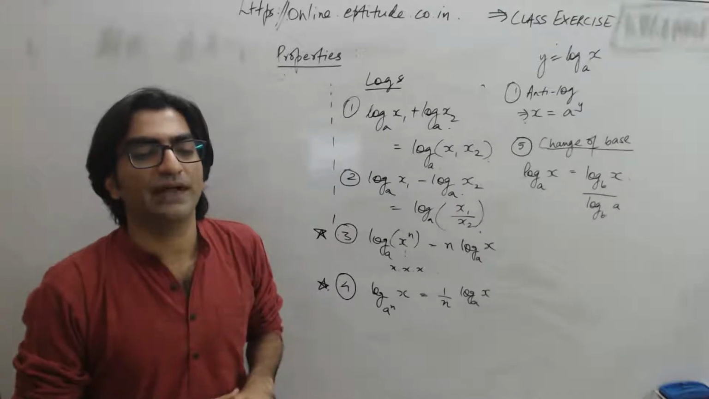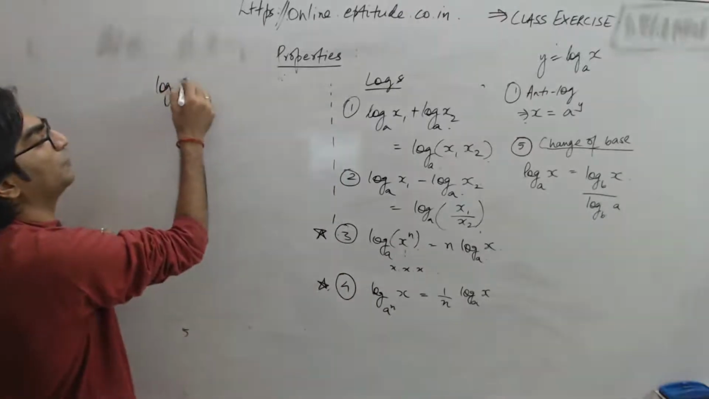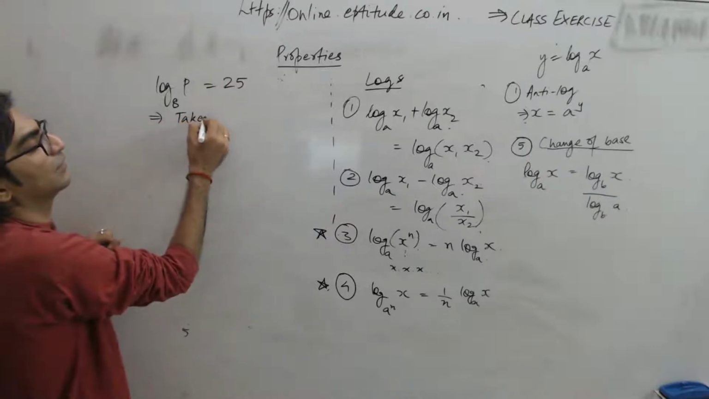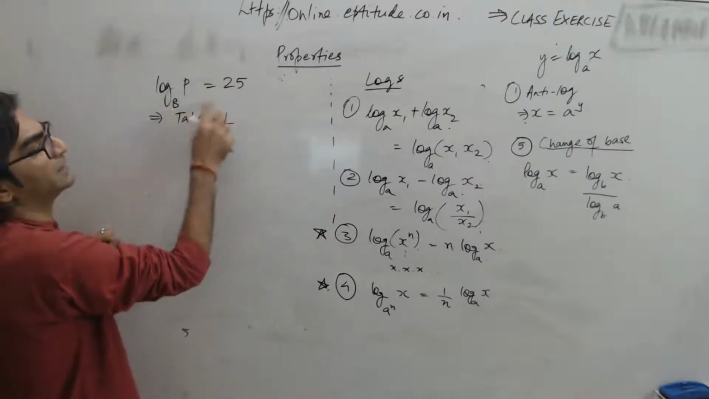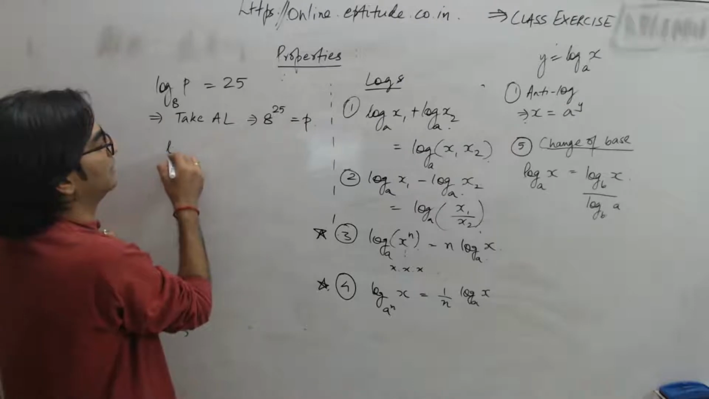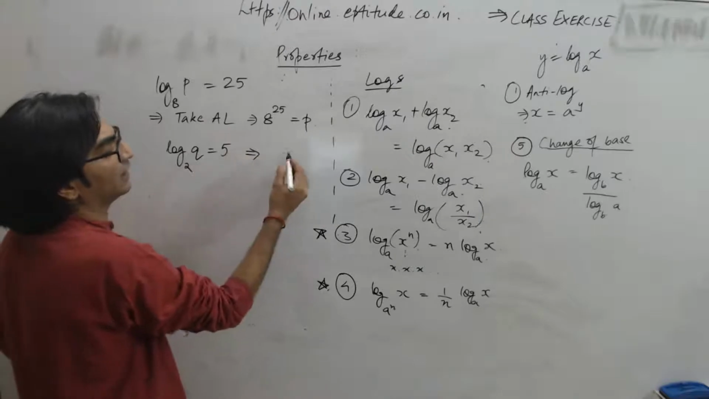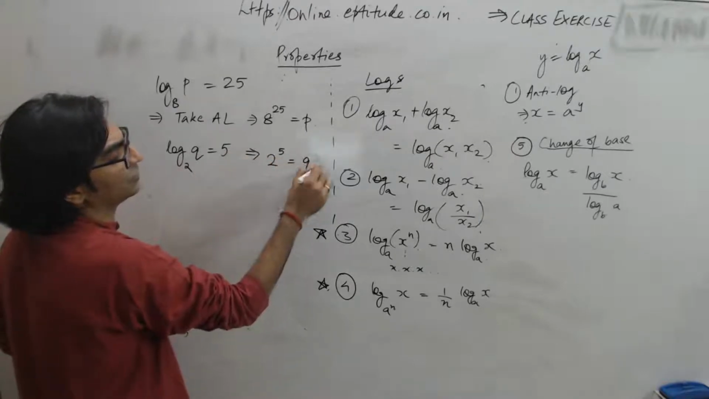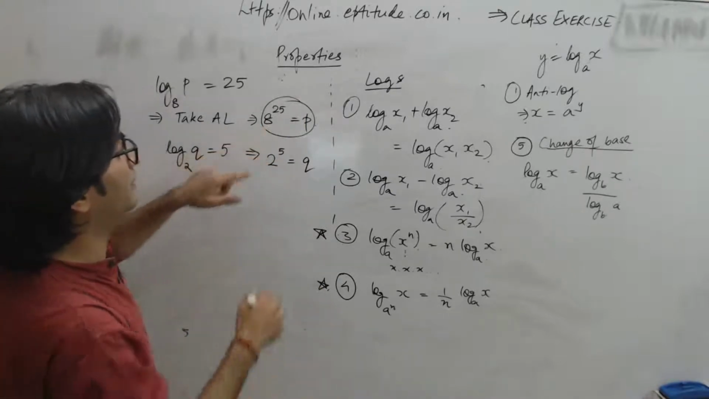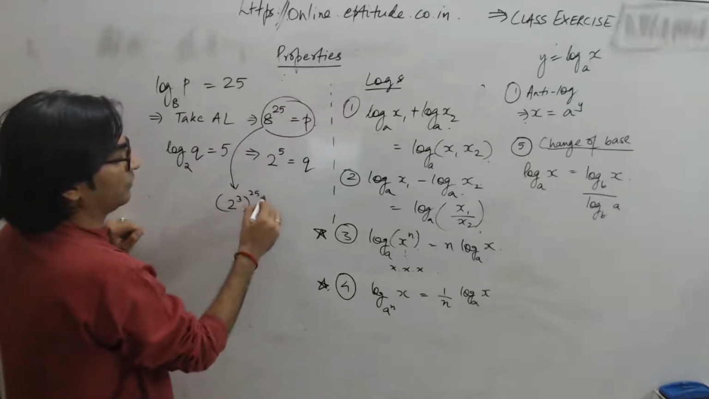Log of P is equal to 25, log of Q is equal to 5, right? Notice that the bases are 8 and 2. So log of P in the base 8 is 25, which immediately means taking an anti-log: base raised to the power 25. So 8 raised to the power 25 is equal to P. Similarly, the other equation is log of Q in the base 2 is 5, which means if I take an anti-log, then 2 raised to the power 5 is Q. Clearly I can rewrite this because 8 itself is a power of 2. So 8 is 2 cubed, and that raised to the power of 25 is P.